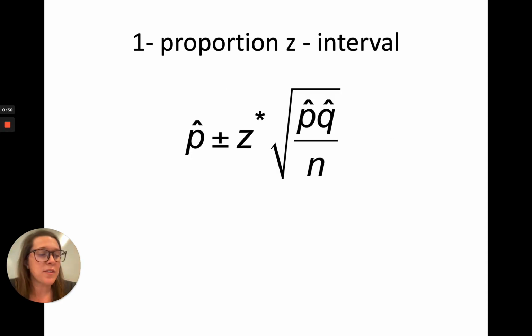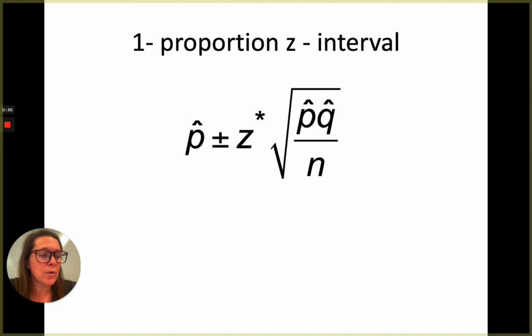So remember, this is our formula for one proportion z intervals. We've got our p hat right here. Given your sample, find the proportion within that sample, and that becomes your p hat. Your z critical value, remember, comes from doing your inverse norm on your calculator or the reverse of your z table if that's what you prefer to use.